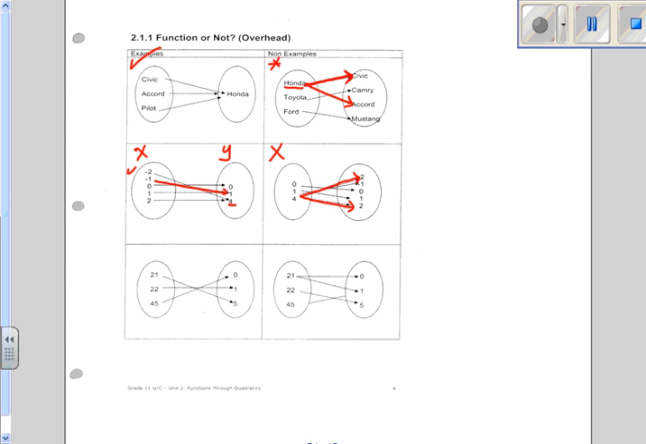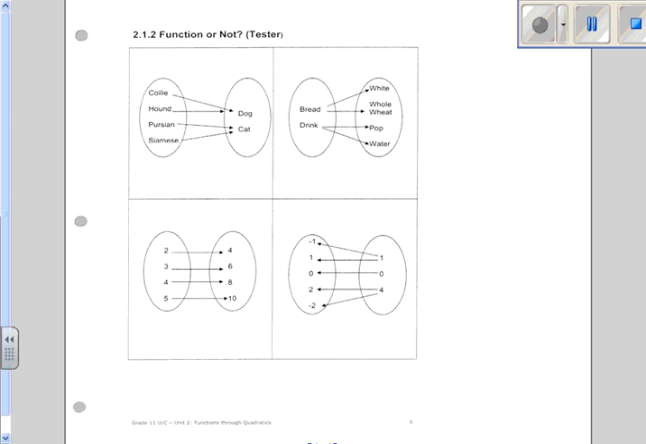Bottom left is also a function. Each one of those maps onto exactly one answer in the y. So for each x, there is one answer that corresponds to it. This one is not a function because 21 can have two possible solutions. It is not a function. Take a second, pause, have a look, and see which ones are functions and which ones aren't. Function, function, not, not.